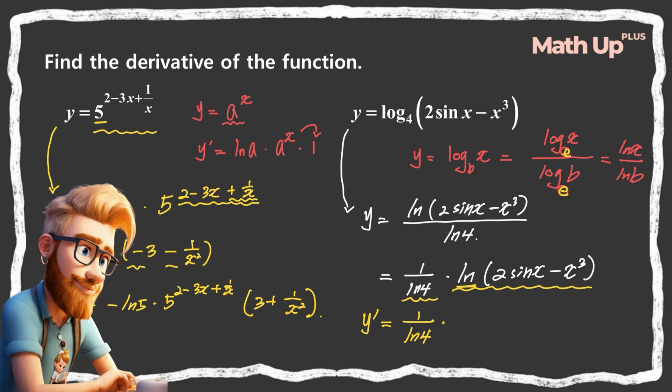Since we have natural log, the derivative is 1 over 2 sine x minus x cubed times the chain rule. We have to multiply by the derivative of this expression, right? So that's 2 cosine x minus 3x squared.